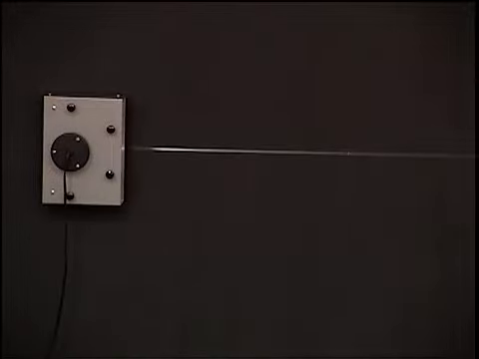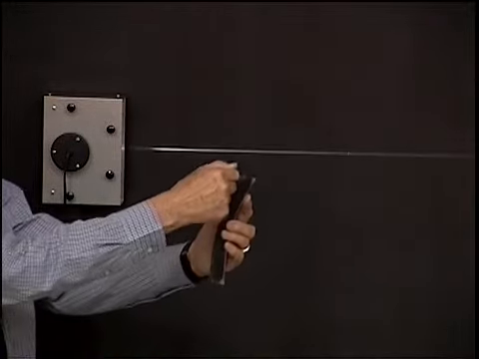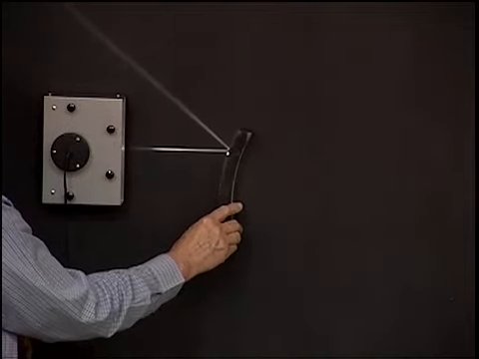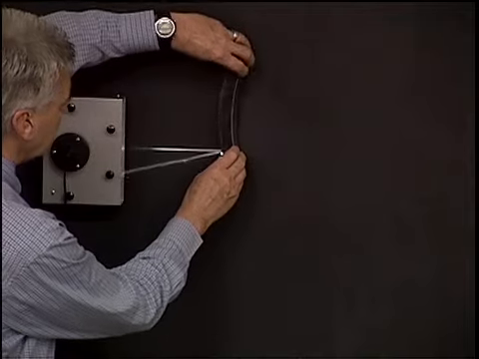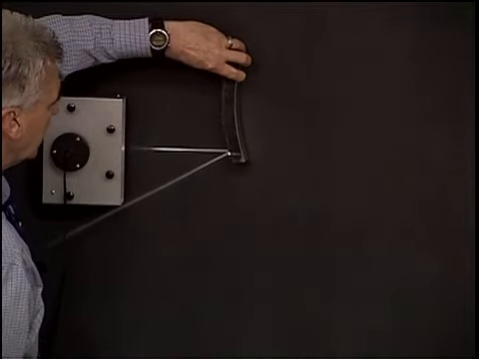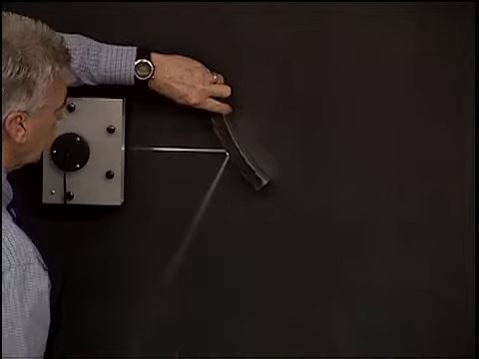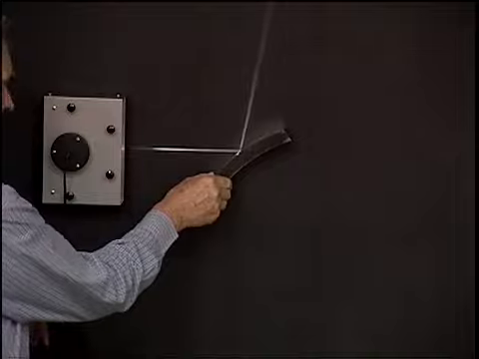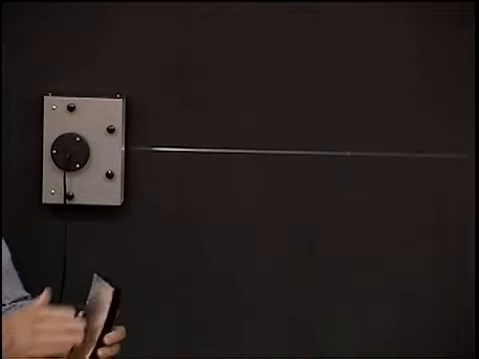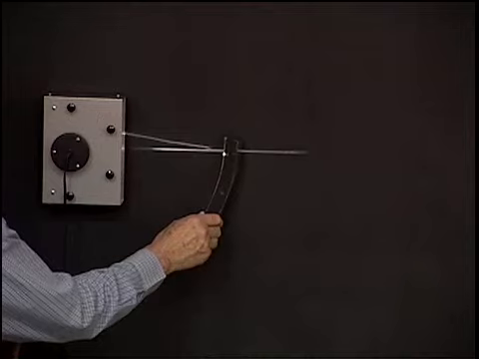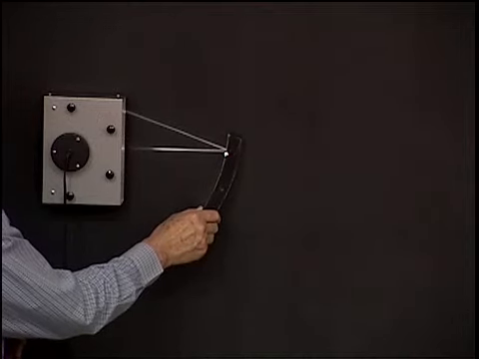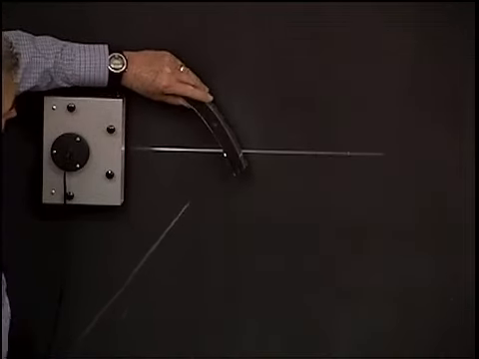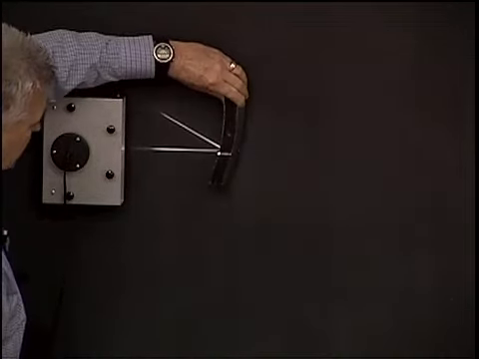Now let's take a look at a convex mirror. Here's a mirror that's convex on this side, and I'll face that toward the light source. So we see that the angle of incidence is equal to the angle of reflection for the convex mirror as well. Now let's take a look at the concave side, and we see that it also works for the concave mirror. Angle of incidence is equal to angle of reflection.